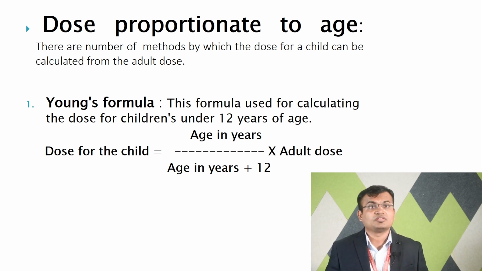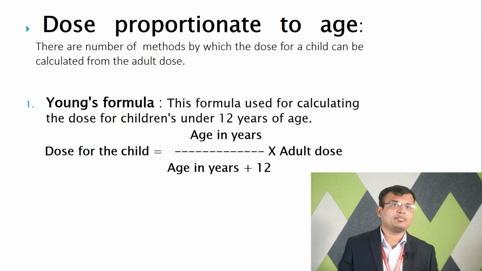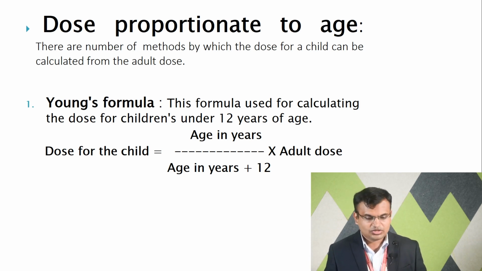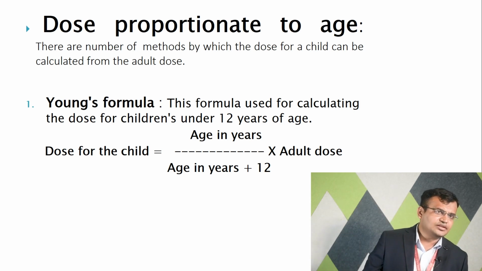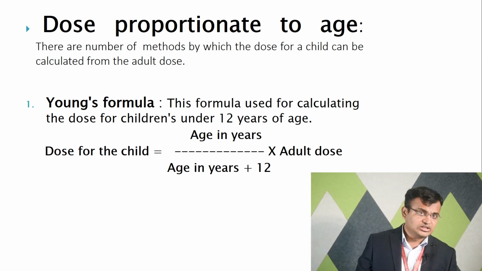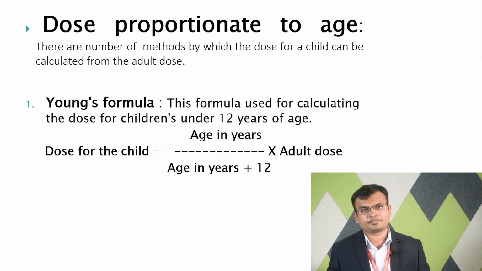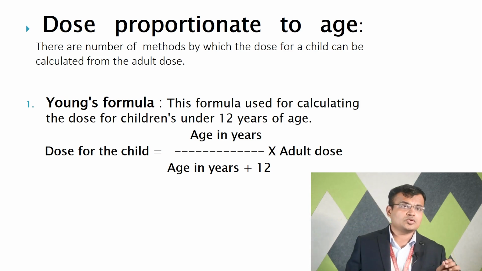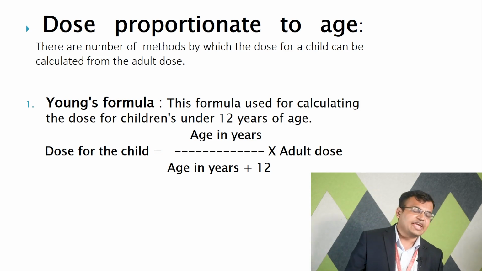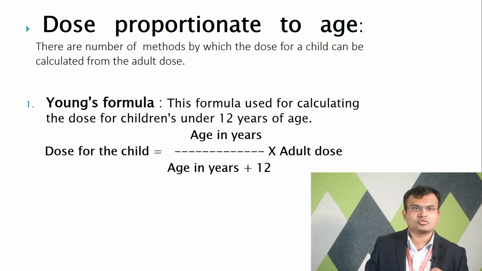For example, Young's formula. What Young's formula says, this formula is used for calculating the dose for children under 12 years of age. So what is the formula? The dose of a child is equal to the age in years divided by age in years plus 12, into the adult dose. Again I will repeat, the dose for the child is the age in years of the particular infant divided by the age in years plus 12, into the adult dose.